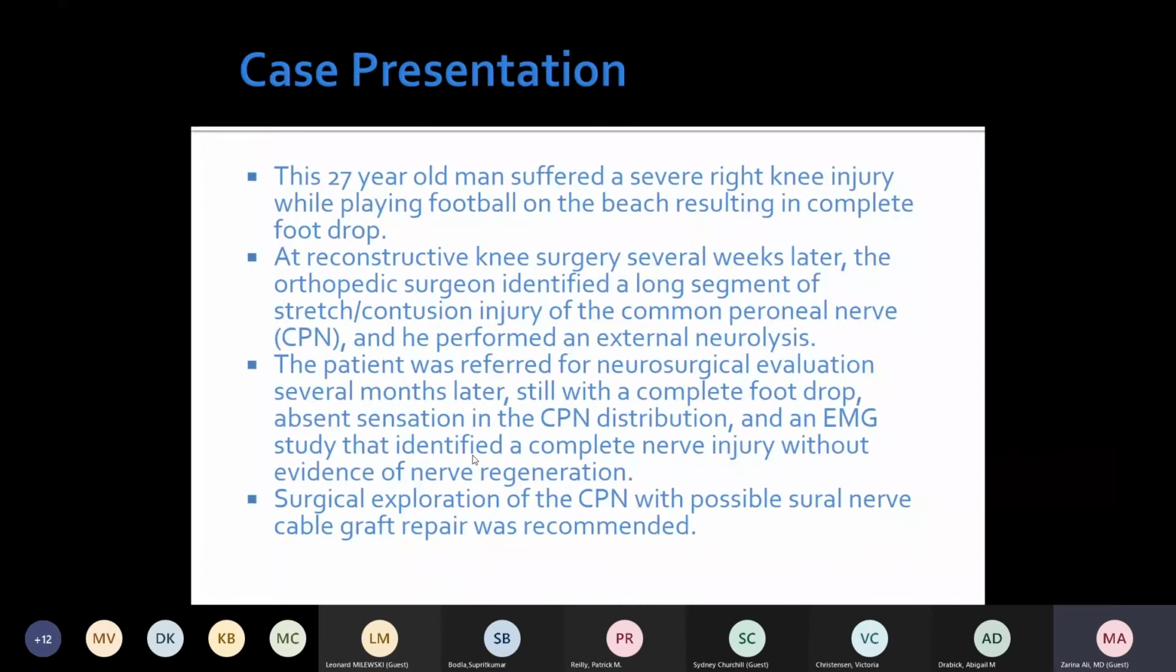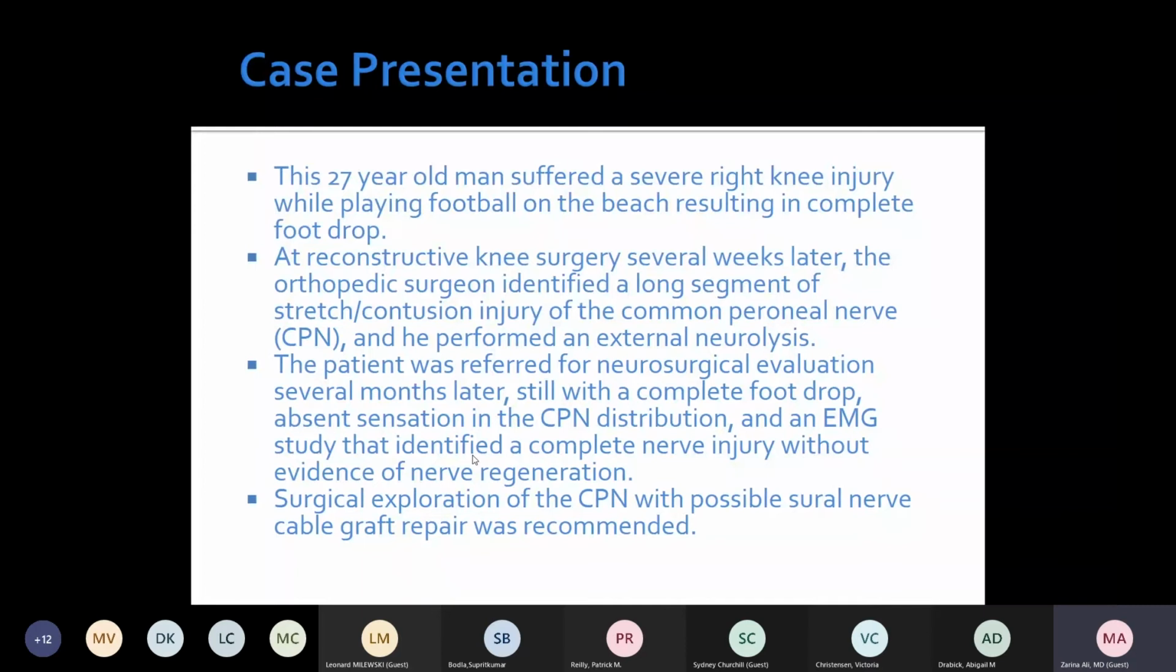There's another example of a 27-year-old man who had a severe right knee injury while playing football. This resulted in a complete foot drop. He ended up having reconstructive knee surgery, and there was noted evidence of contusion and injury to the common peroneal nerve, which is critical in allowing for dorsiflexion of the foot.